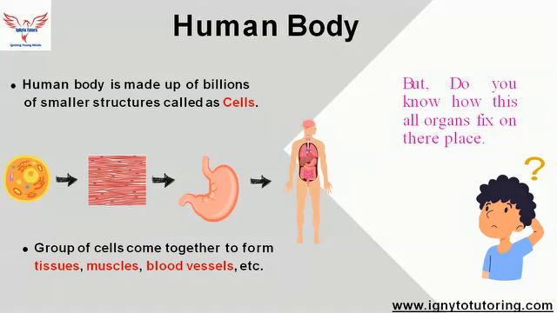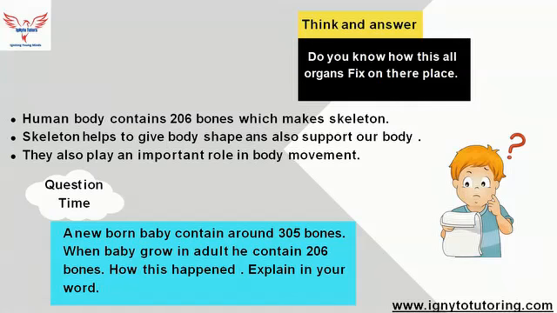But do you know how all these organs fix in their place? Yes, this question always arises in the mind. So let's study. The human body contains 206 bones, which make the skeleton. The skeleton helps to give the body shape and also supports our body. They also play an important role in body movement.